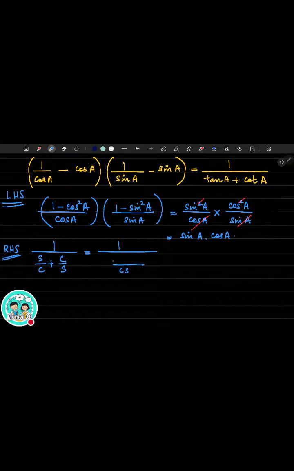Cos sine is the LCM, and you have sine square plus cos square in the numerator of the below fraction. If you just rearrange it, you'd get sine A cos A divided by sine square A plus cos square A, which is just 1. So this is also the same, sine A cos A. Therefore on solving you get LHS equal to RHS, hence proved.